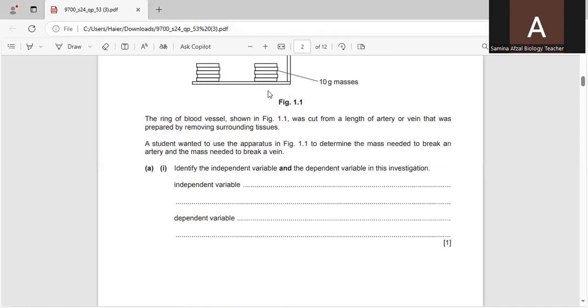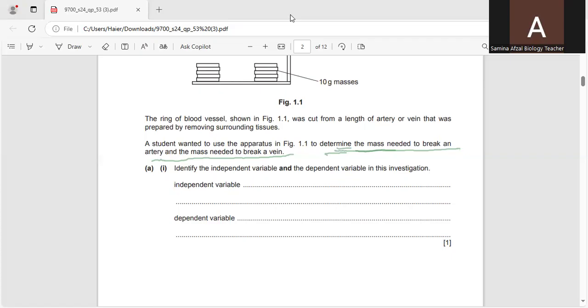The student wanted to use the apparatus in figure 1.1 to determine the mass needed to break an artery and the mass needed to break a vein. So here we are determining the mass needed to break an artery and the mass needed to break a vein. Identify the independent variable and the dependent variable in this investigation. In this way, we can see that we want to break an artery and a vein.